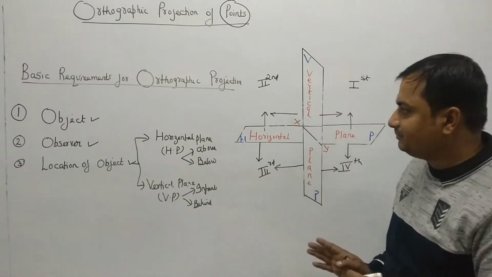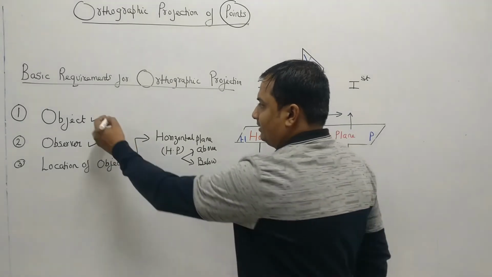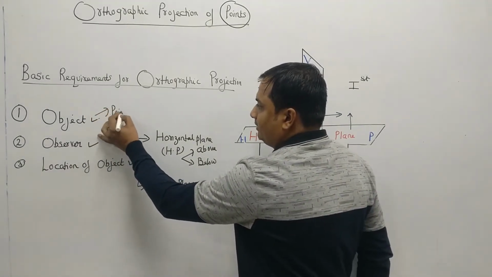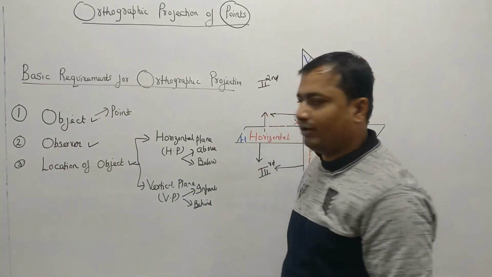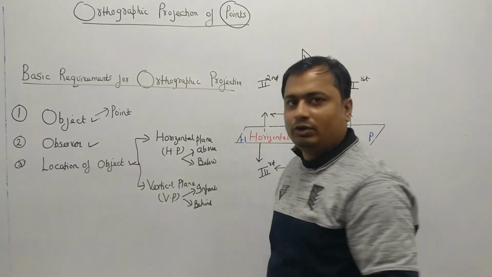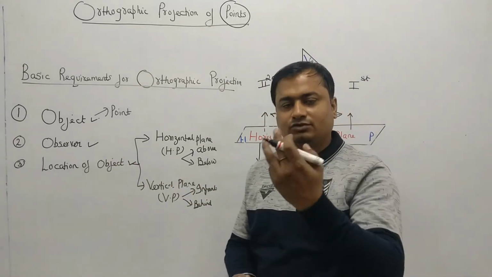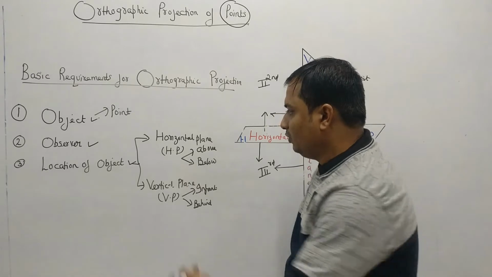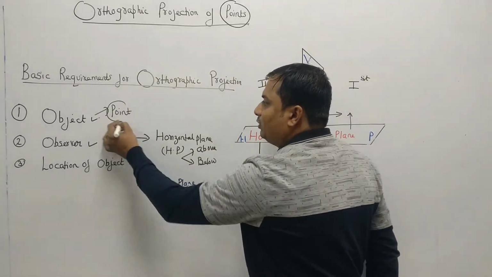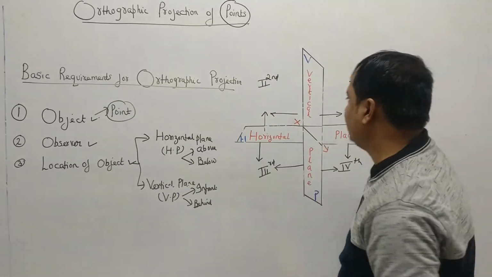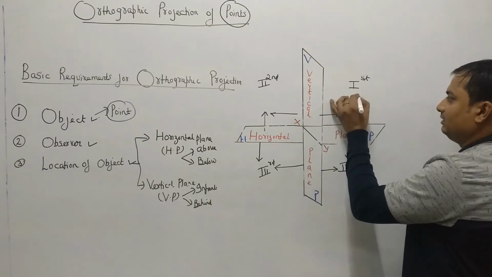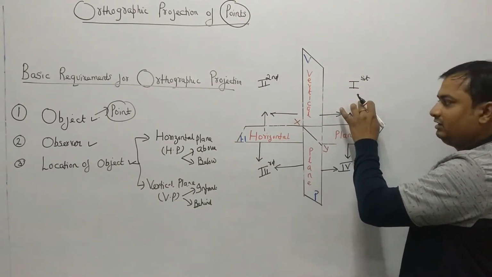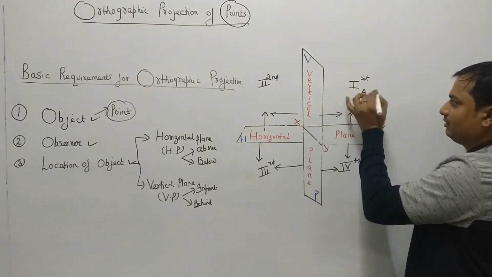So the point is, my object is a point. In this video I have taken the object as a point. The observer I am going to locate in such a manner that the projector should fall perpendicular to the location of the object. Now the point can be located in the first angle. If I name it, suppose this is capital A.